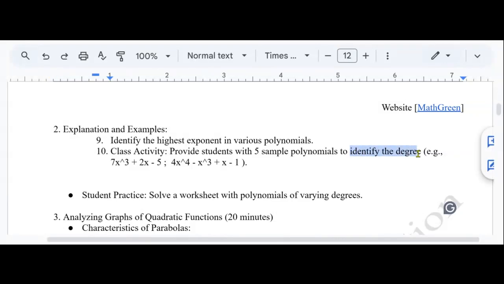So the first thing, you need to find the degree. After you find the degree, find the vertex. What's the degree for the first one? 3. What's the degree for the second one? 4. Write this down: the degree is 3 and the degree is 4. Now find the vertex. The formula will stay the same: negative B over 2A. You can work together.